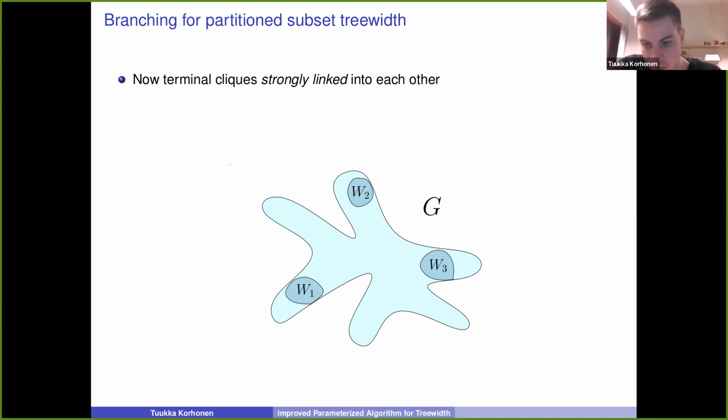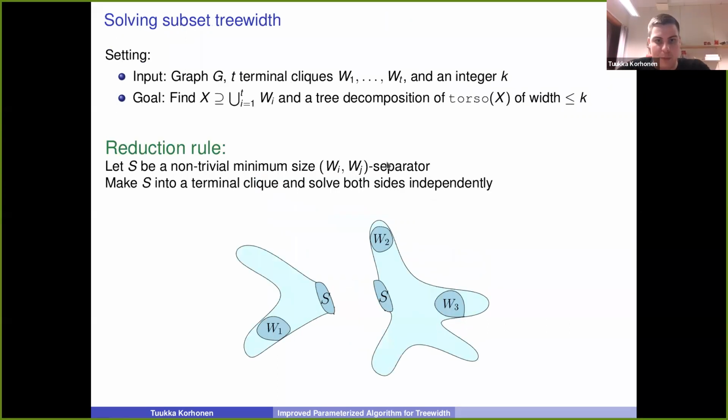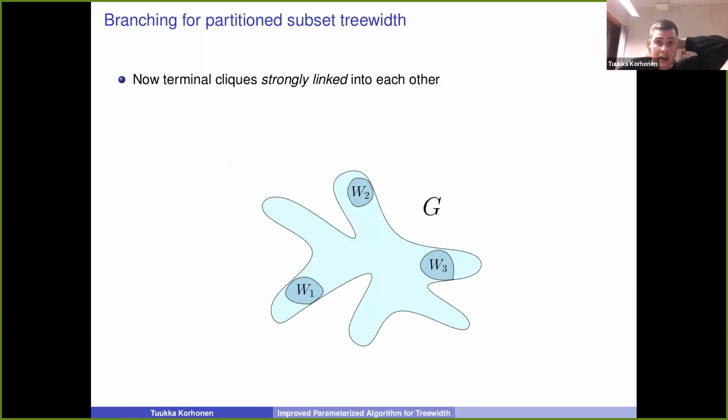Now, to make progress, we want to increase the size of some terminal clique. We have T terminal cliques, and this operation doesn't increase them, and we want to increase the sizes. If we manage to increase all of the sizes to K, then we are done. We cannot increase the size anymore, and we clearly find the decomposition by the reduction rule.